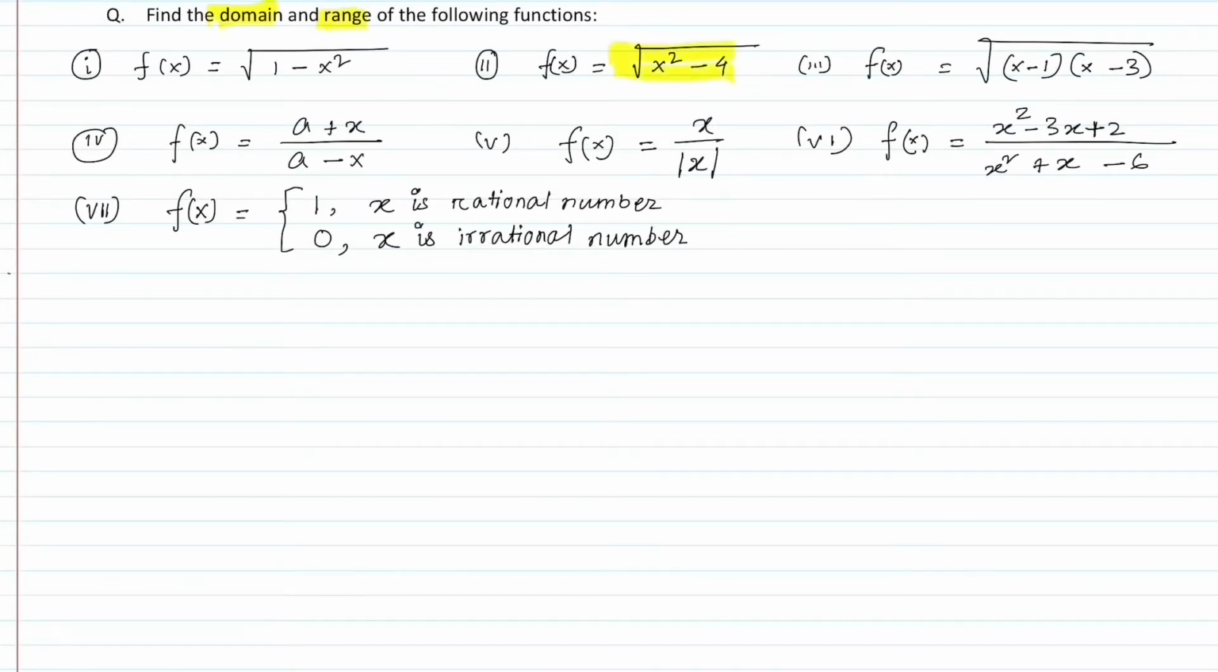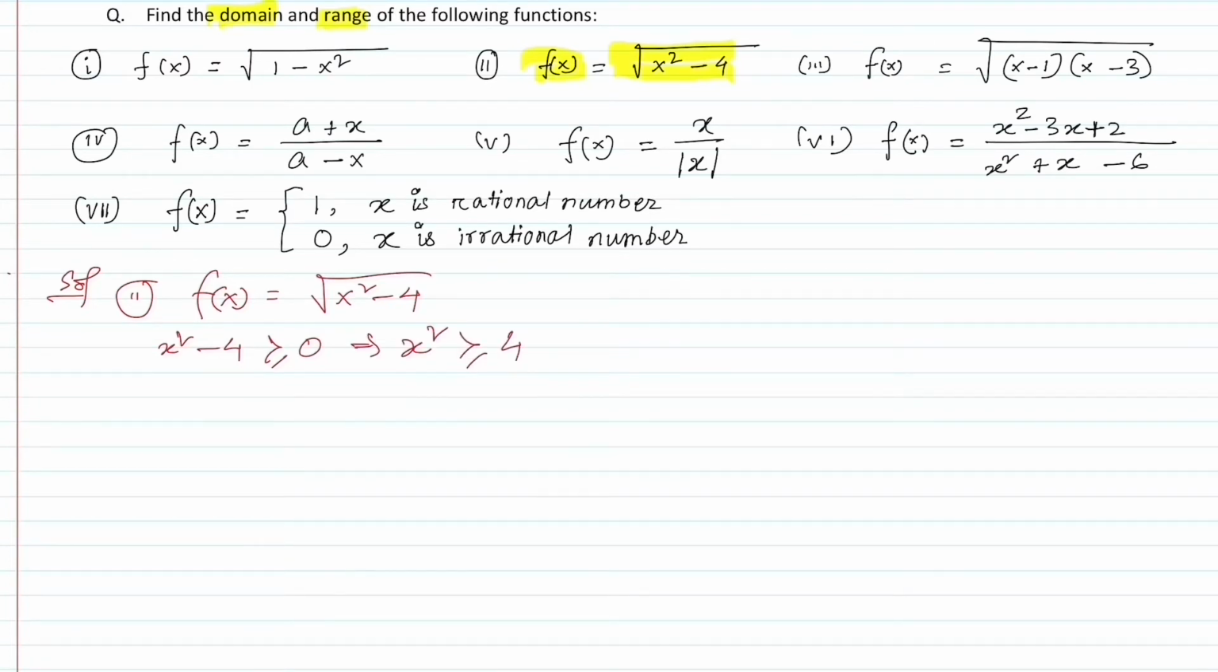So now let me show you the next one, that is f of x is equal to root over x square minus 4. Okay, so here number 2, f of x is equal to root over x square minus 4. So what will be its domain? So again, x square minus 4 must be greater than or equal to 0, isn't it? So if so, then x square must be greater than or equal to 4. So I have already told you that if x square is equal to 4, then x is equal to plus minus 2, isn't it?